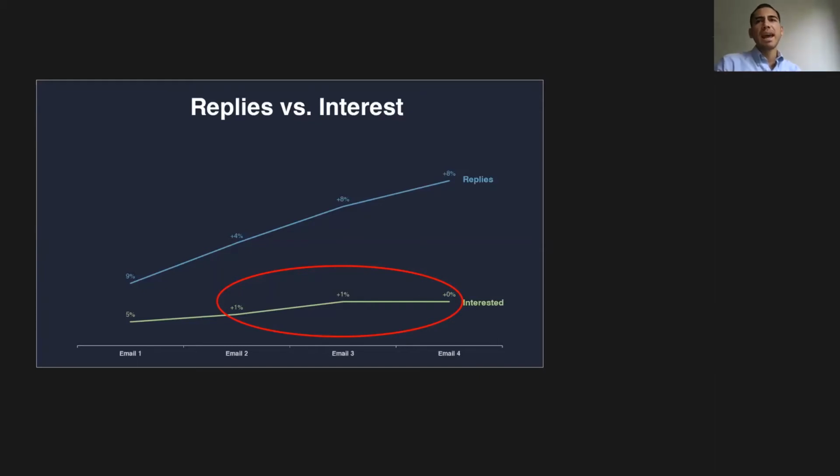But I noticed that as our reply rates climbed, as we moved through the email sequence, there's not a lot of interest coming out of the second, third, and fourth emails that we were sending. So I wanted to dig into that, and there's a couple of things I was looking at when I really got into it.